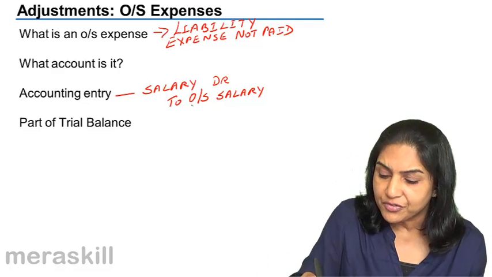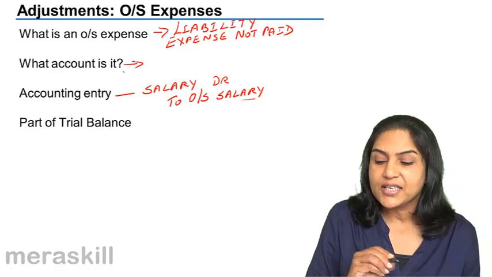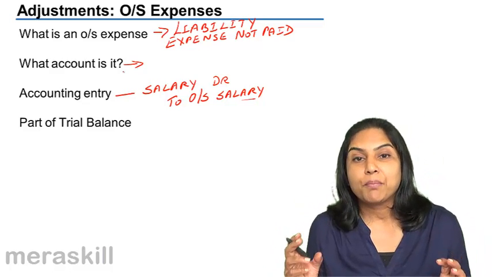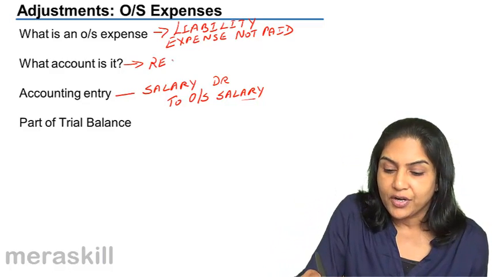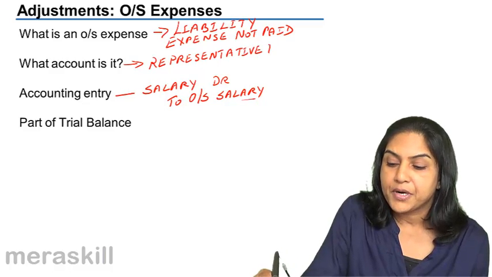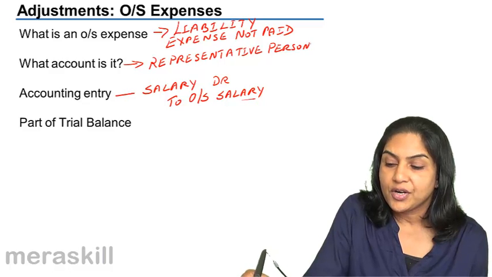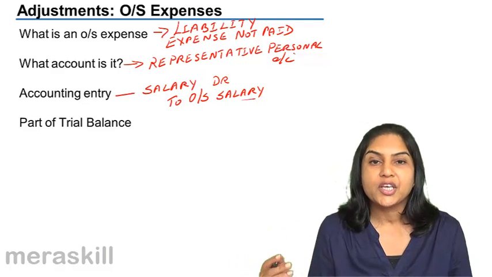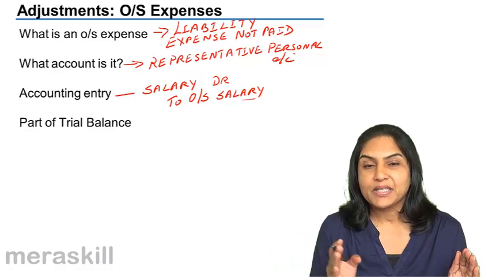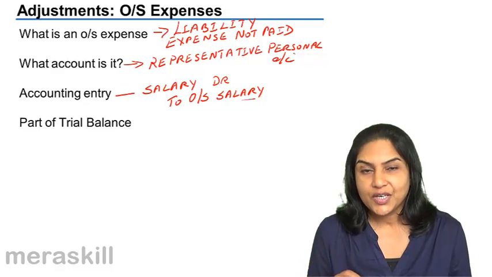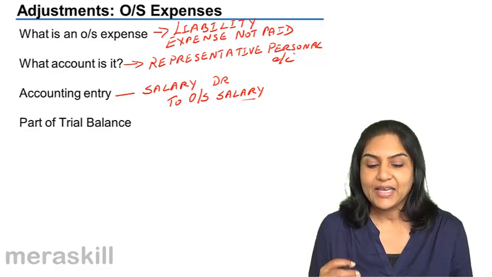So what is the nature of this outstanding salary account? Outstanding salary account is nothing but the employees' account. This employees' account is a personal account. It is called a representative personal account, since it represents the accounts of the employees to whom it is due. So the expense account debit to outstanding expense. Outstanding expense is a personal account representing the accounts of the person to whom money is payable.